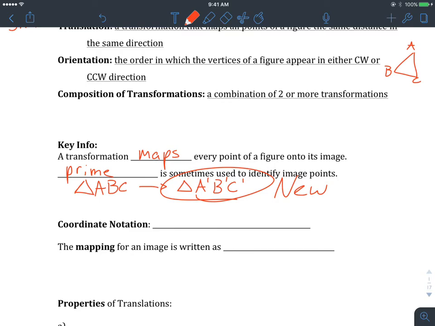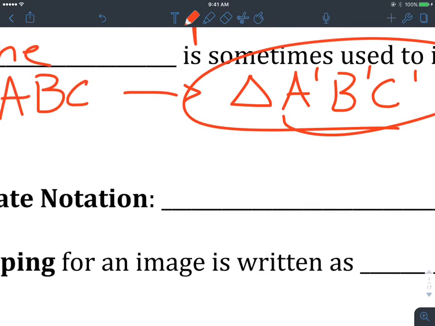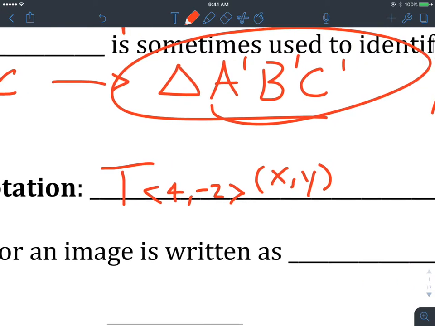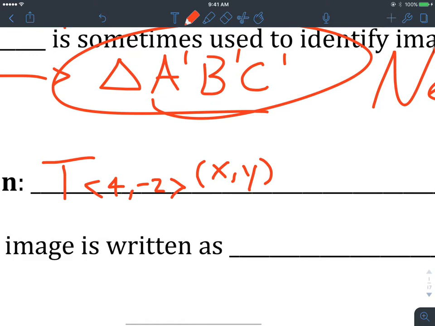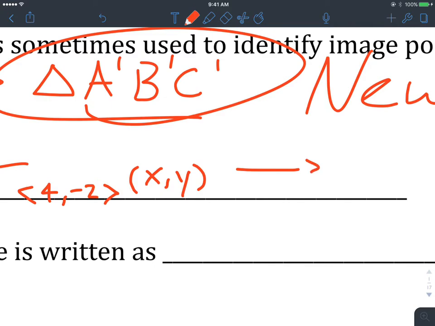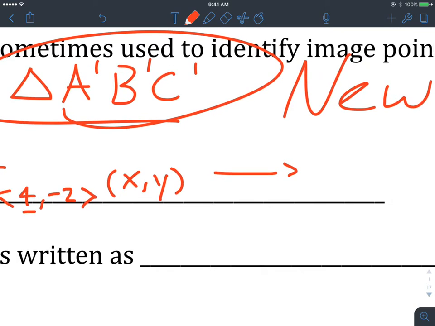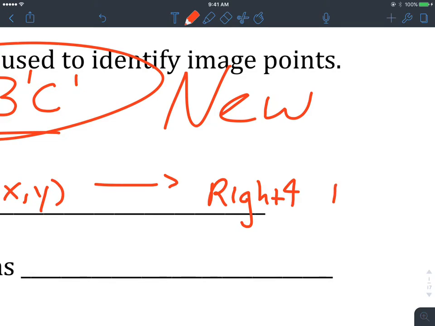Okay, coordinate notation. So this is how this looks right here. For translations, you're going to put a capital T. You're going to put a little subscript right here, and you're going to say, maybe for example, 4 comma -2 right there. And you're going to do that to each x comma y point right there. So each ordered pair, you're going to move it in a certain direction. What this one specifically means is the x is going towards a positive direction, so that's going right 4 and then down 2 units.